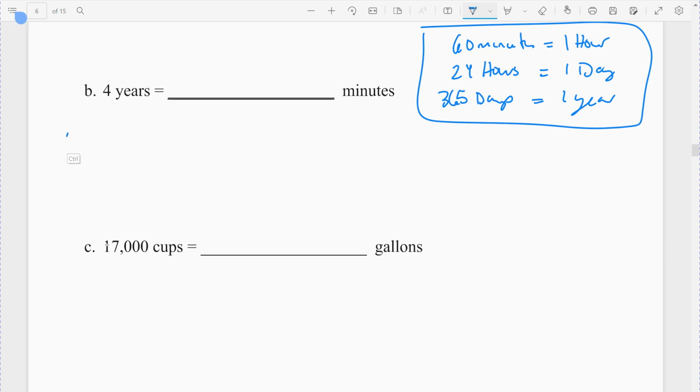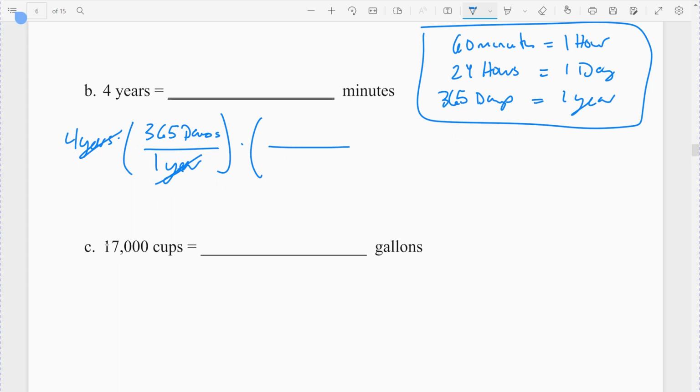All right, so we start off with 4 years. I want to get rid of years. My conversion for years is I know there are 365 days per 1 year. That gets rid of my years, but now I have days. I don't want days. I know there are 24 hours per 1 day. So I'm going to take 24 hours per 1 day. That gets rid of days.